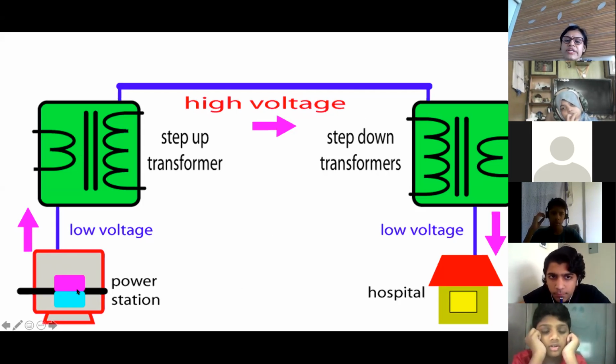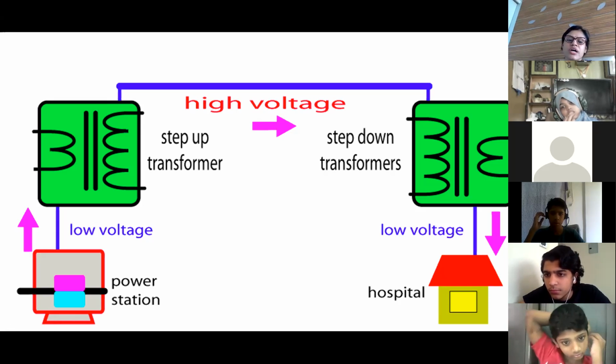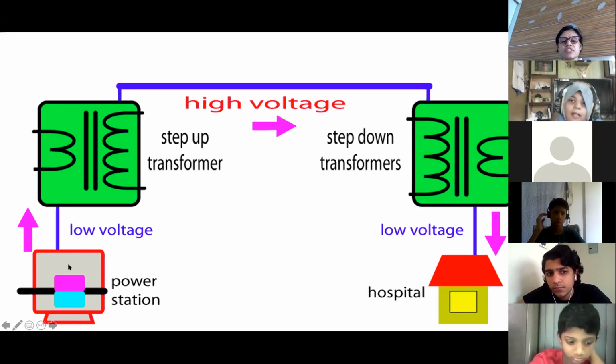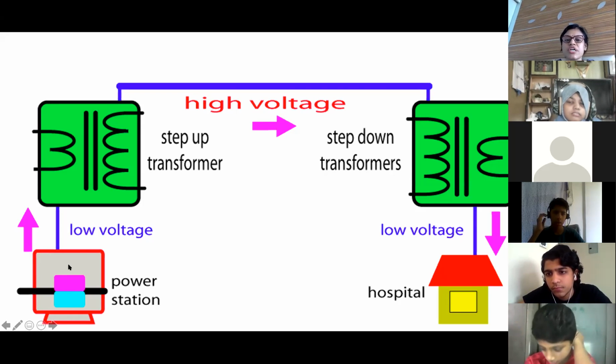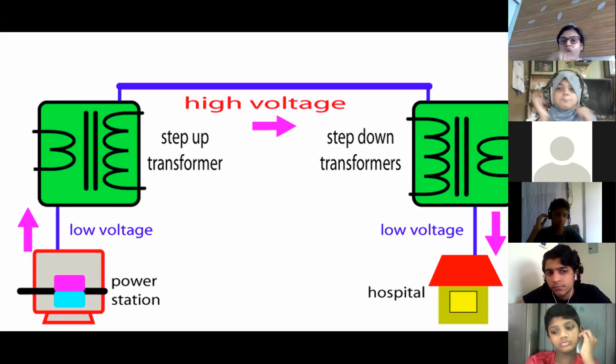Now, in the lab we usually use cells and such things. A cell or battery always gives you direct current, a one directional current, whereas AC, alternating current, comes to our house from the power station, and its direction changes after every half cycle. That is why it is alternating.